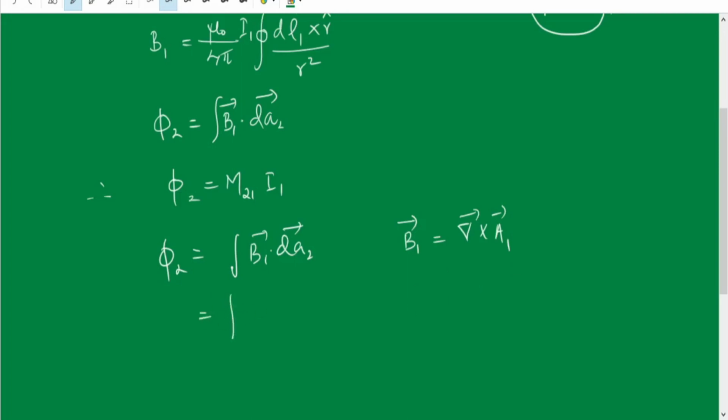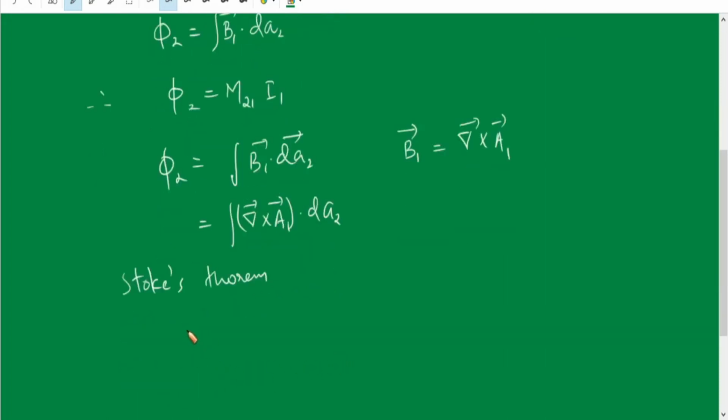So this is equal to the integral of curl of A1 dot dA2. This is a surface integral of the quantity del cross A1. We can change this into a line integral by Stokes theorem. So what is Stokes theorem?